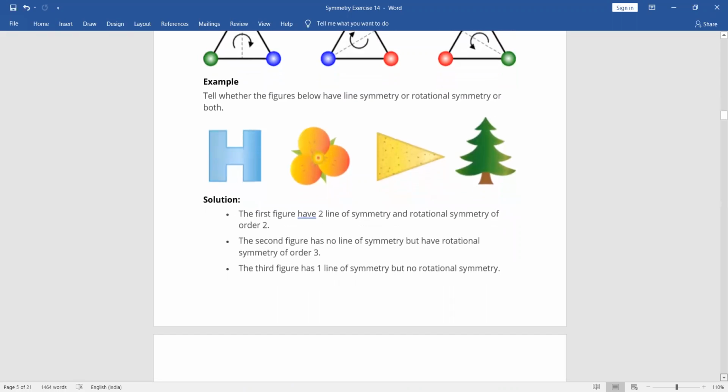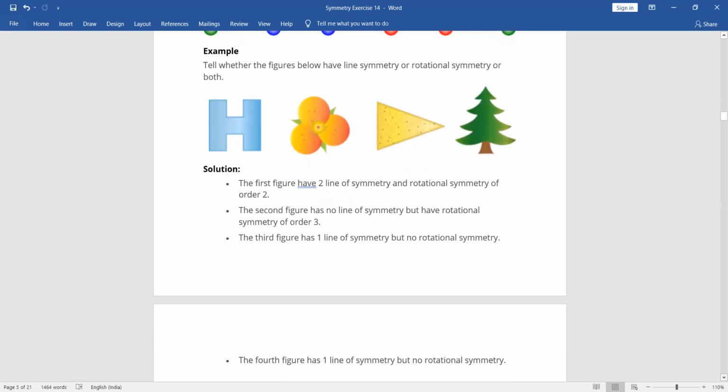A few more examples are here. A few diagrams are given to us. We have to tell whether we have line symmetry or rotational symmetry. Just see here. In this first figure, we have 2 lines of symmetry. And when we talk about rotational symmetry, it is of order 2 when we rotate it.